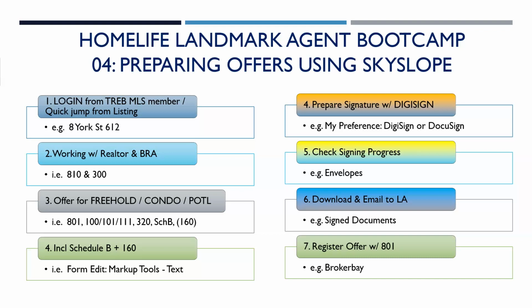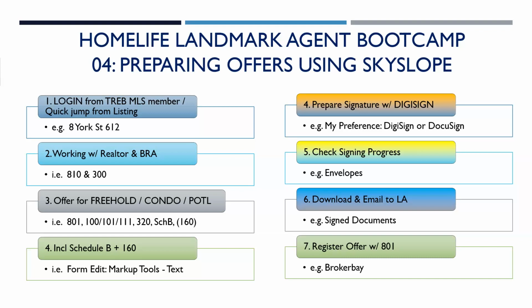And the next one is preparing the signature for the signing. Okay, so this week we're going to talk about DigiSign. Okay, you have a preference to choose between DigiSign, DocuSign or Skyslope. Just go to my preference and you can change. Okay, and then next week we're going to talk about DocuSign. A little bit different, but for the signing part, it's quite different actually between DigiSign and DocuSign. But I think if you're familiar with DocuSign, you can use that. Otherwise, just stick with DigiSign. It's newer, it's better.